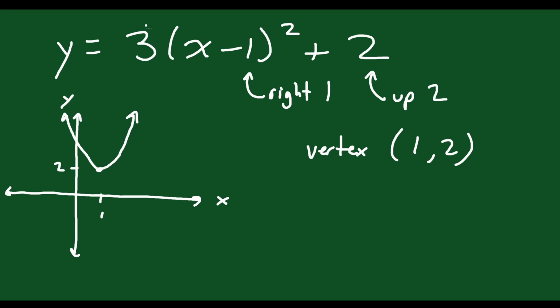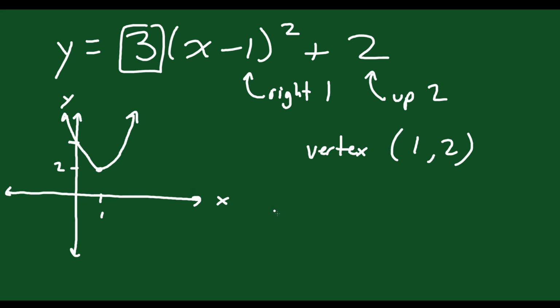And now we also know that there's a 3 here. That 3 is going to be a vertical stretch, and so this thing might be a lot skinnier, might be a lot wider. It's not to scale, but depending on how skinny or wide it is, this y-intercept is going to change. So what we can do is figure out what that y-intercept is, and we can label it on the graph. How do we find a y-intercept?